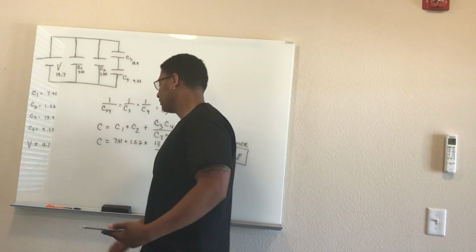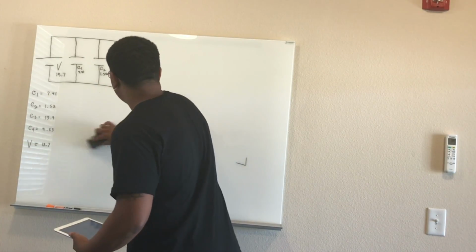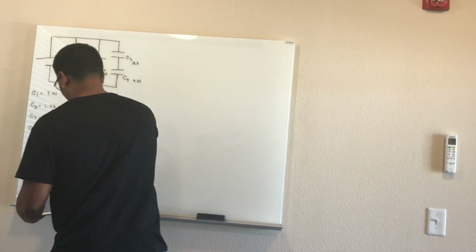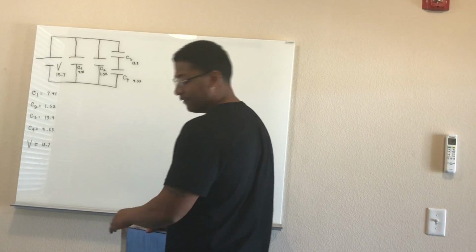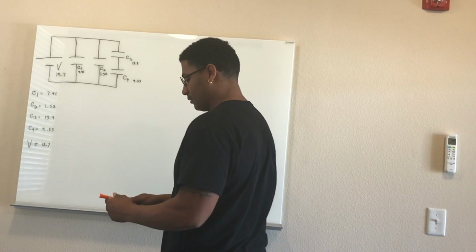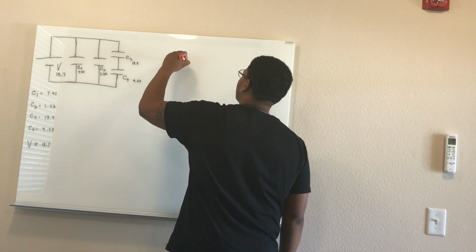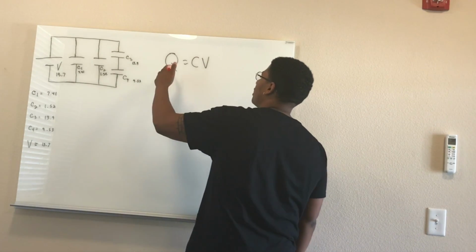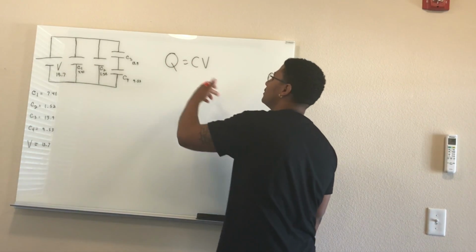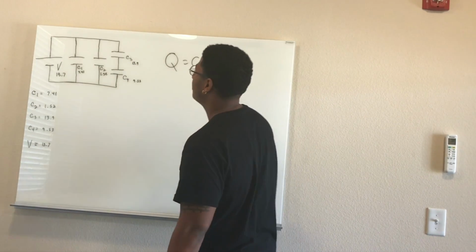That's to the left. And the equation that we have for charge is Q equals CV. So this is the equation that we're using. Q equals CV, and Q is charge, which is measured in microcoulombs or coulombs. C is capacitance, which is measured in farads and microfarads. And V is voltage, which is measured in volts.